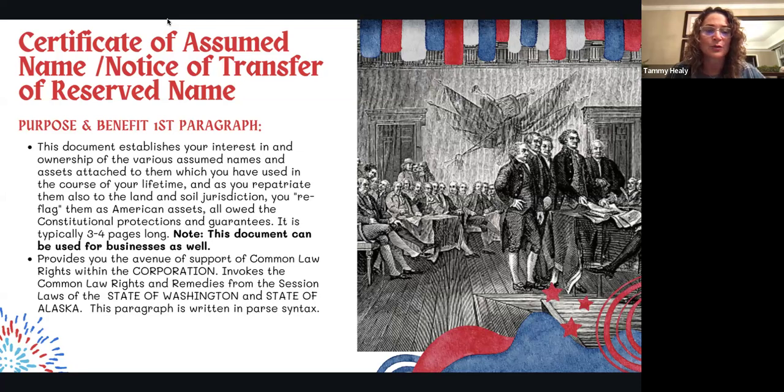It is typically 3 to 4 pages long. Note this document can be used for businesses as well, and this is what we do use when people convert their business over to the land and soil. It provides you with the avenue of support of common law rights within the corporation, invokes the common law rights and remedies from the session laws of the state of Washington or state of New Jersey. This paragraph is written in parse syntax.